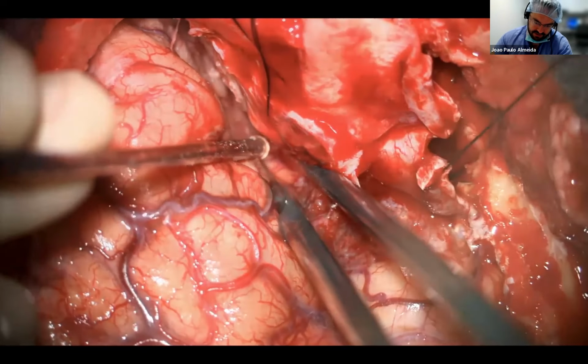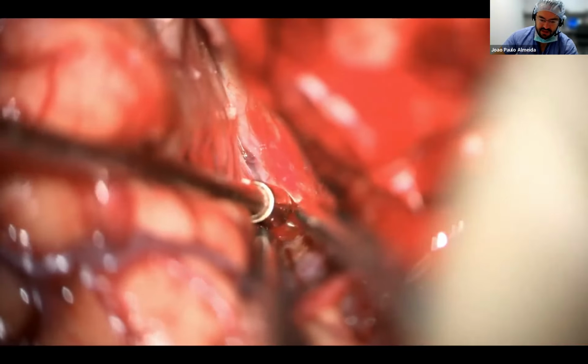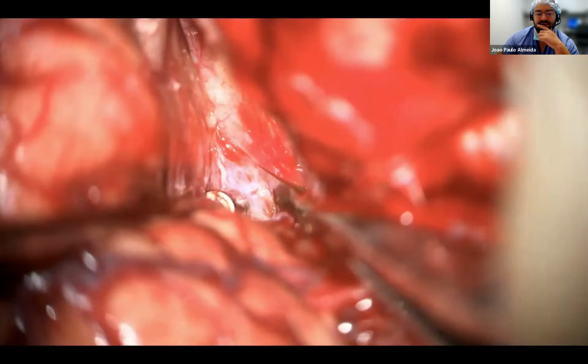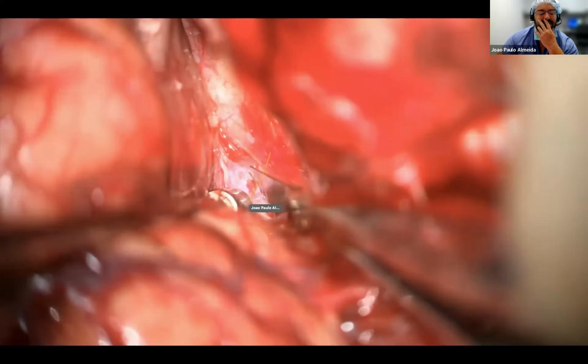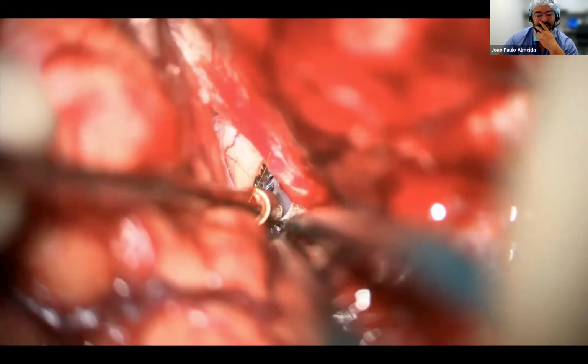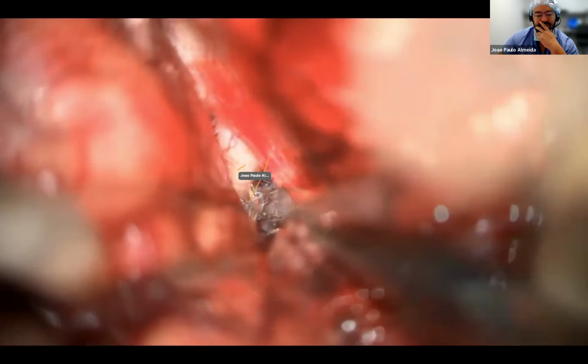And the first step that Alicia is demonstrating here in the video is really going to the carotid cistern. So what you see right there is the optic nerve. So the optic nerve is right here. And I'm just opening the arachnoid of the carotid cistern to drain CSF. And then you see optic nerve and the carotid is going to be here.